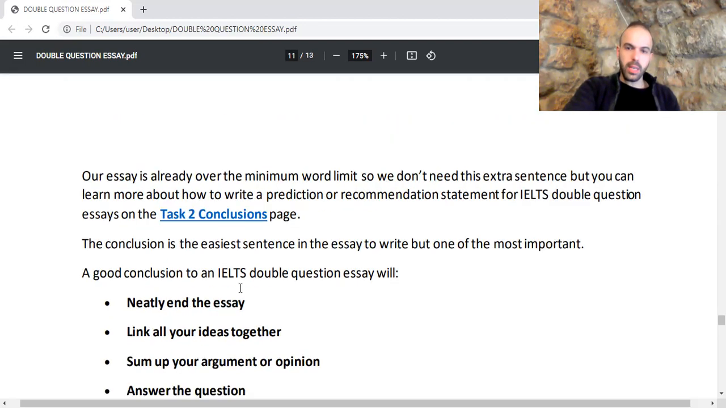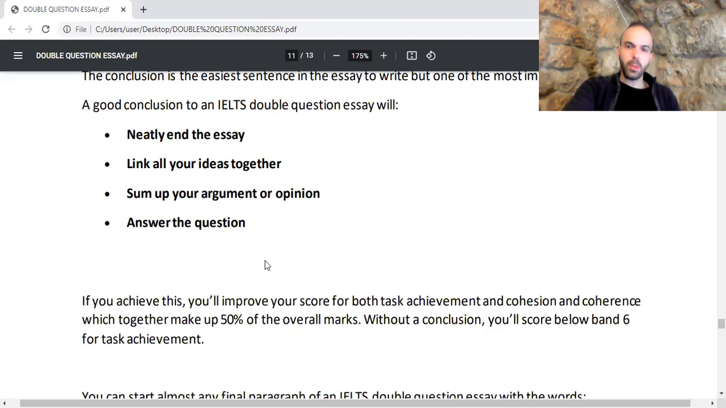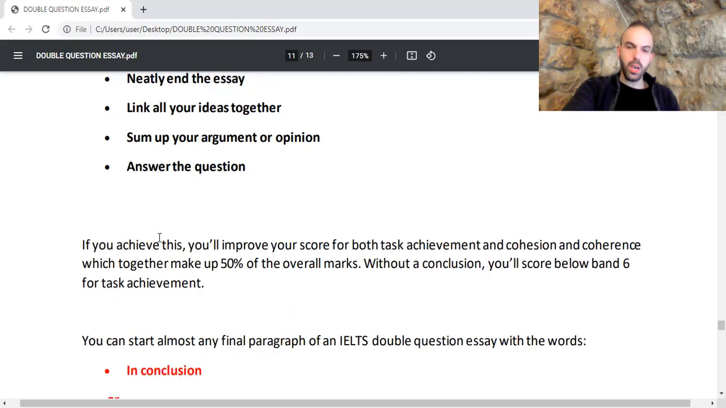So the conclusion is the easiest sentence in the essay to write, but one of the most important. A good conclusion to an IELTS double question essay will neatly end the essay, link all your ideas together, sum up your argument or opinion, and answer the question. If you achieve this, you will improve your score for both task achievement and cohesion and coherence, which together make up 50% of the overall marks. Without a conclusion, you will score below band 6 for task achievement.